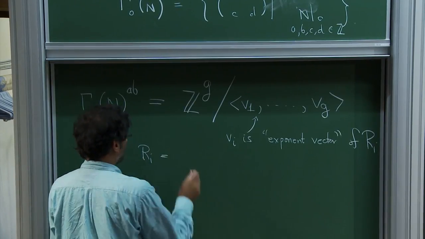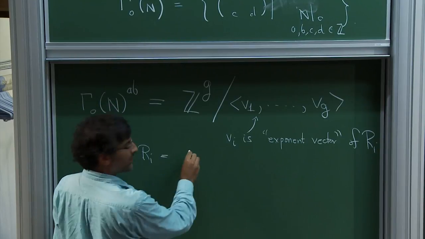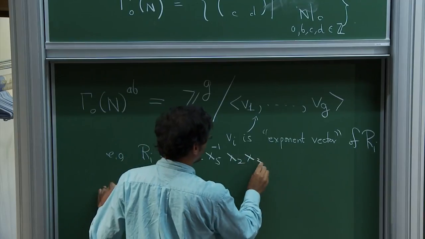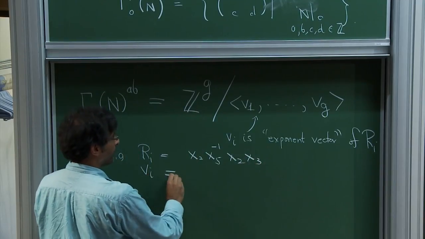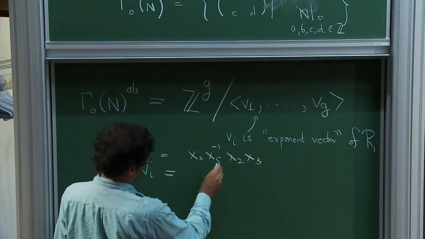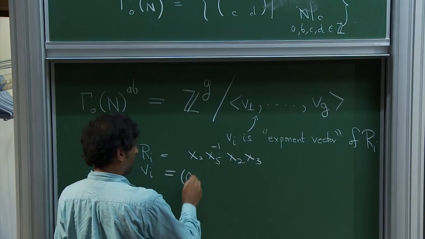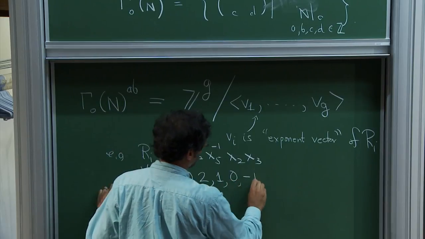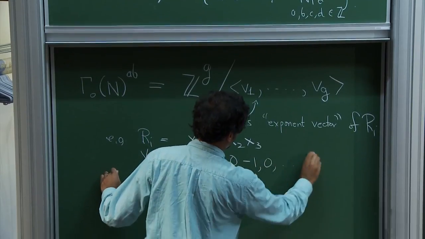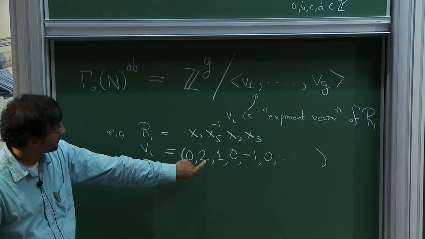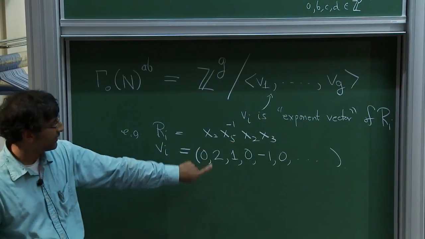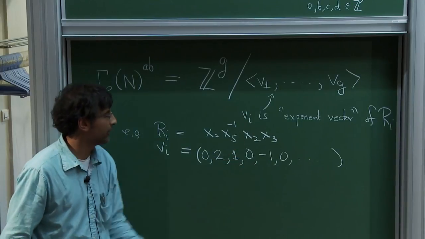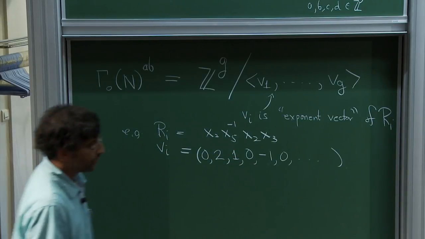Okay, so for example, if ri were something like x2, x5 inverse, x2, x3, then the corresponding vector vi would be, let's see, 0, 1, 0, 2, 1, 0, minus 1, and then 0. Okay, so these numbers here, the 2 means that x2 shows up twice. It doesn't matter where, the order doesn't matter. Minus 1 is x5 shows up with exponent minus 1, and so on.